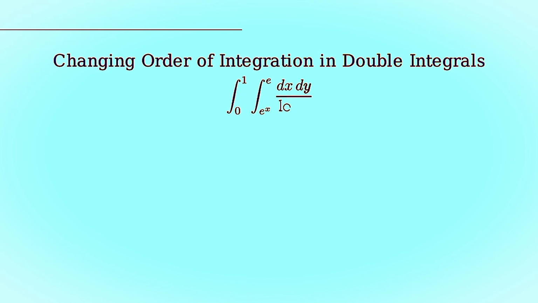Today we'll be solving this integral, the double integral from x equals 0 to 1, and for each x, y goes from e to the x power up to e of dx dy divided by log y. First, let's understand the region of integration.